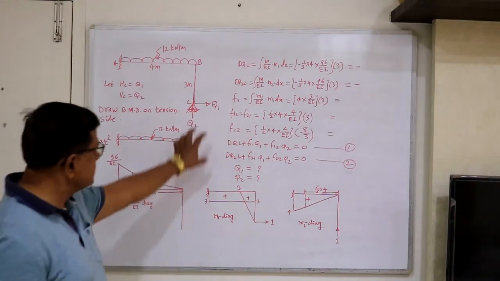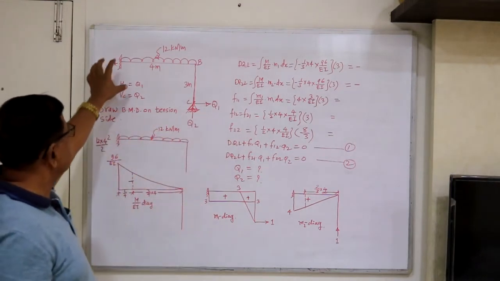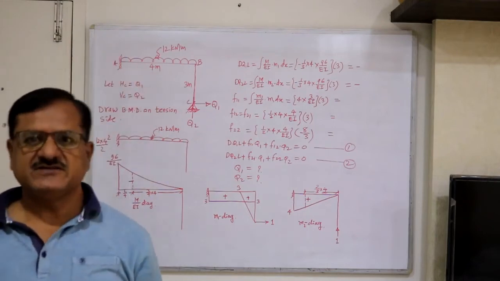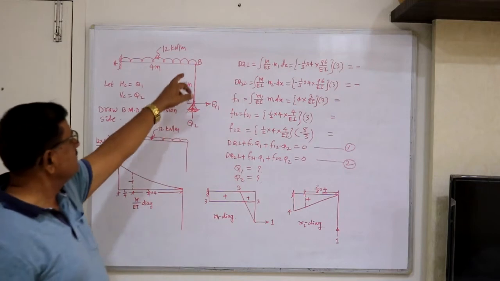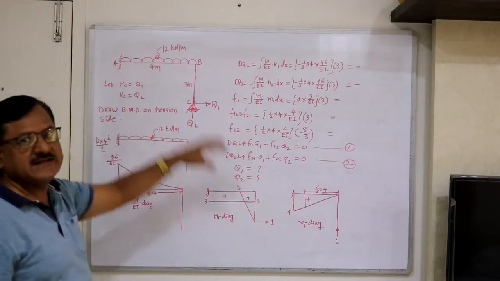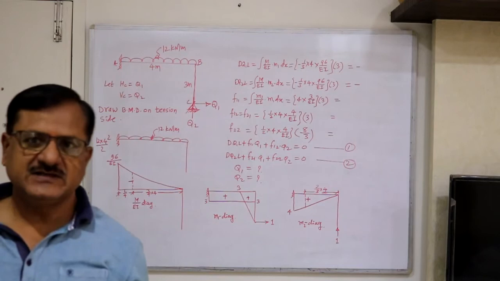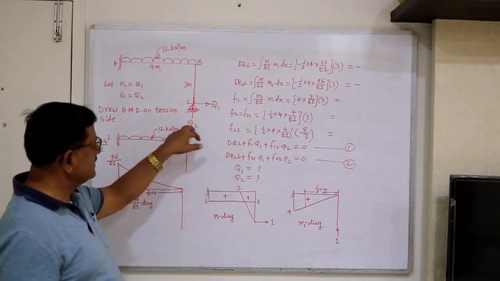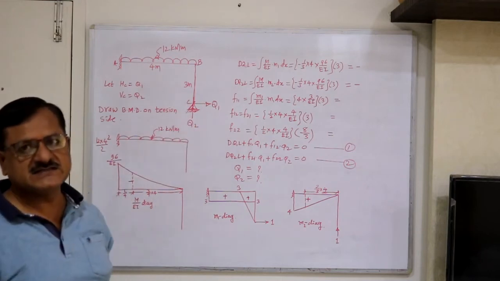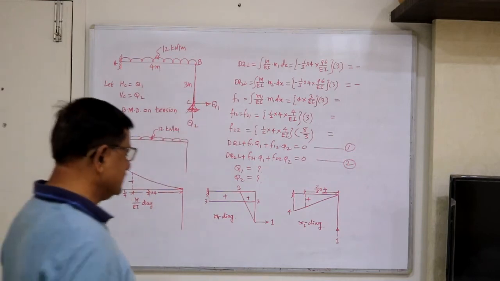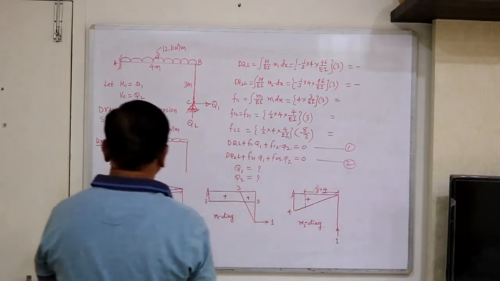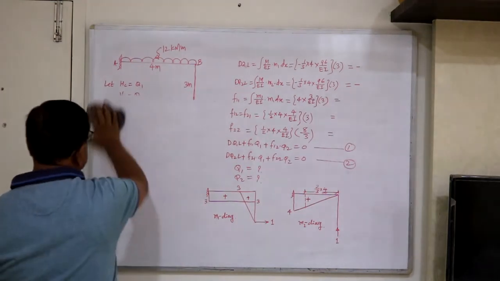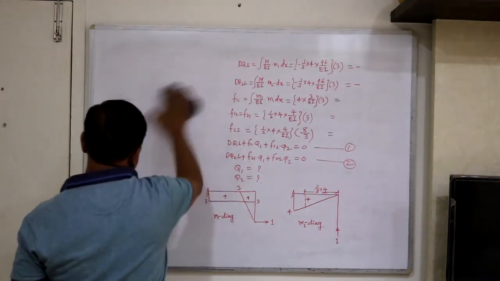Once you get the reactions at C, then you calculate by equilibrium conditions the reactions at A, summation Fx equal to 0, summation Fy equal to 0. Then calculate the bending moment at B, bending moment at A, and then you construct the bending moment diagram. This is the rest of the procedure. But I think after getting Q1 and Q2, that is the horizontal and vertical reaction at support C, further you can do calculations yourself.